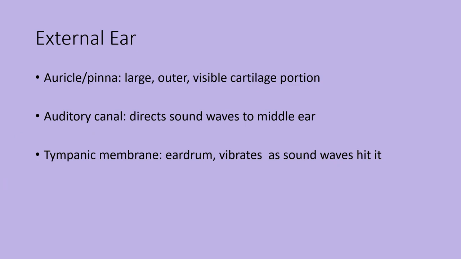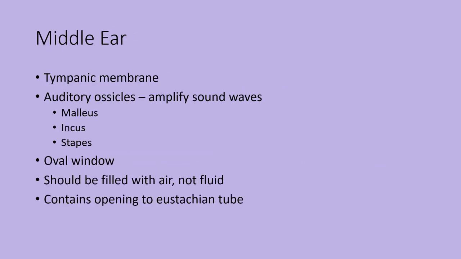The tympanic membrane, that eardrum, it vibrates as the sound waves hit it. The middle ear starts with the other side of the tympanic membrane. And as you saw, you've got the auditory ossicles, the malleus, the incus, and the stapes. They will amplify those sound waves. So the tympanic membrane vibrates, it gets those three auditory ossicles moving, and that's going to amplify the sound waves. The stapes is connected to the oval window, and it will get the oval window to vibrate. As I said, it should be filled with air, not fluid, and it has that opening. They keep changing the name.